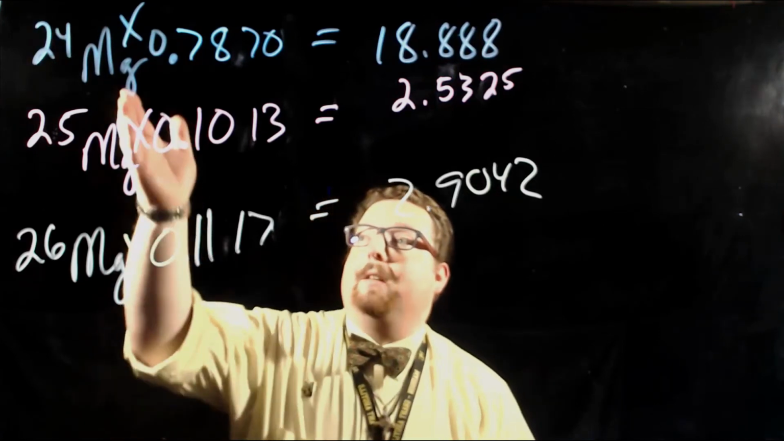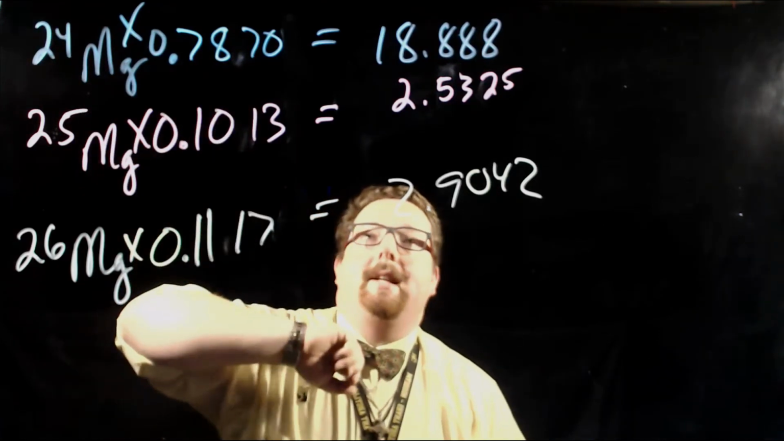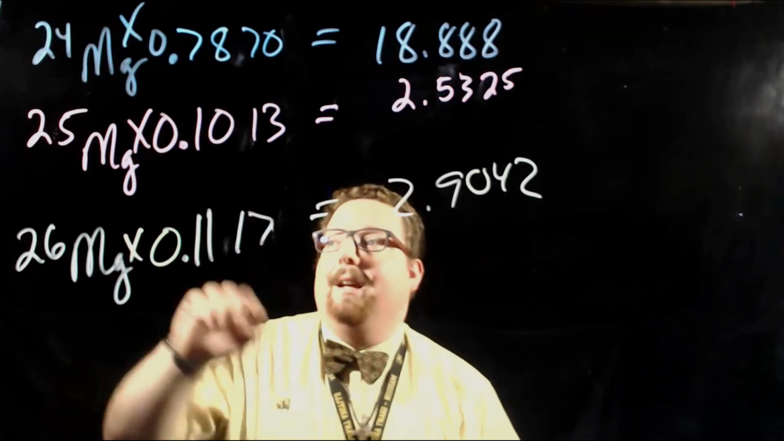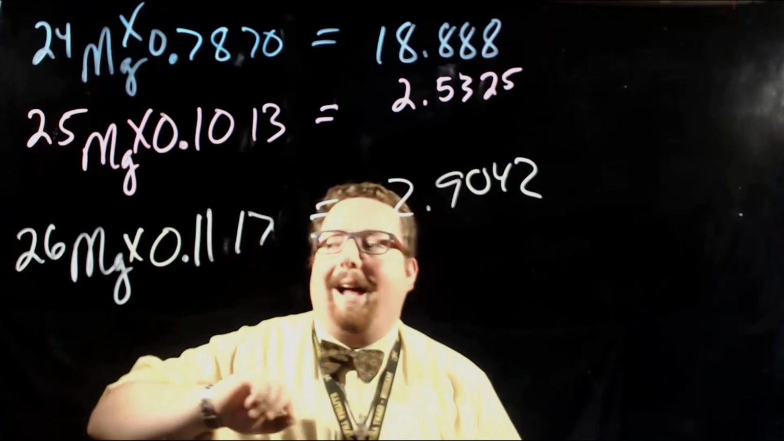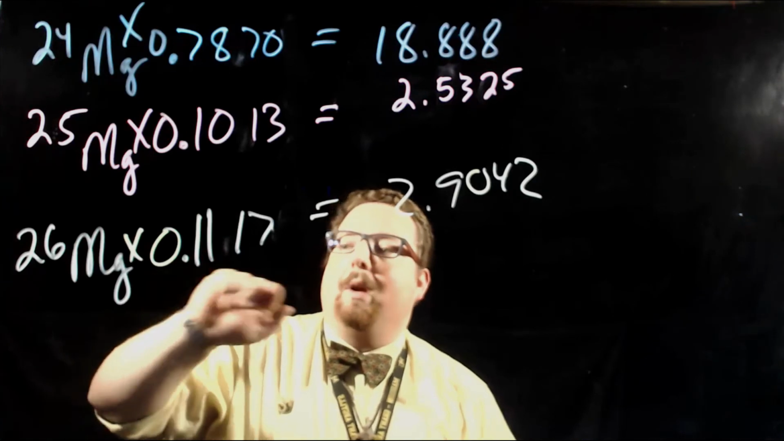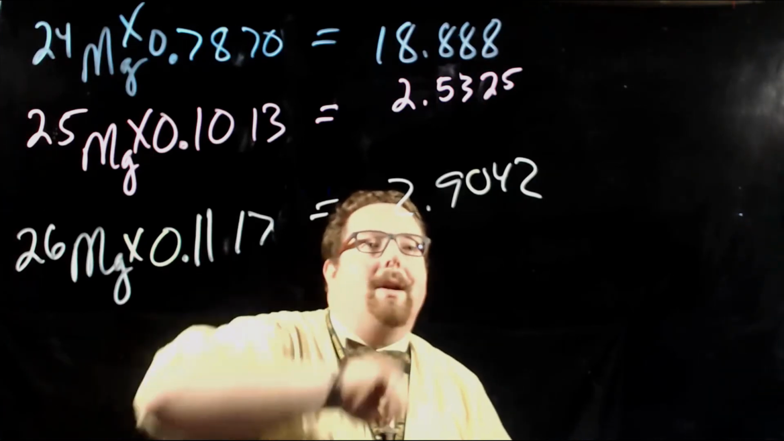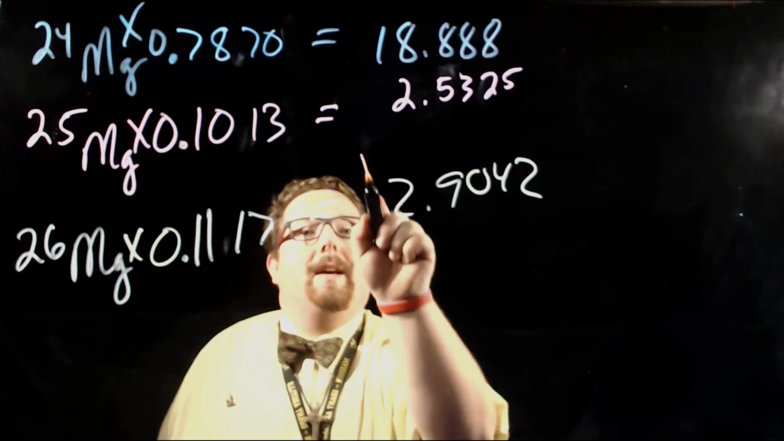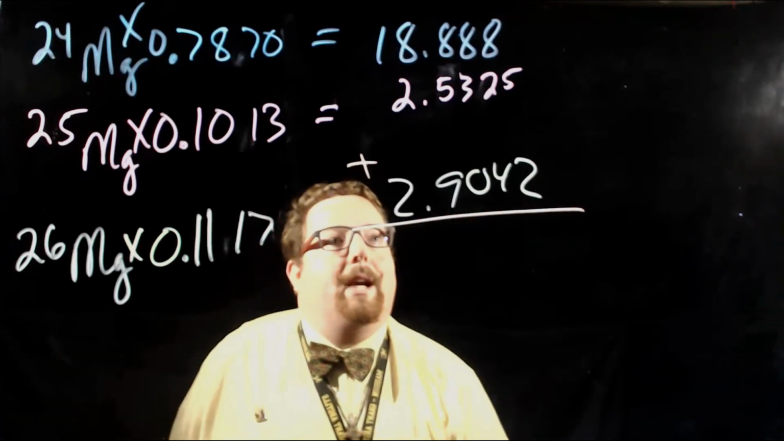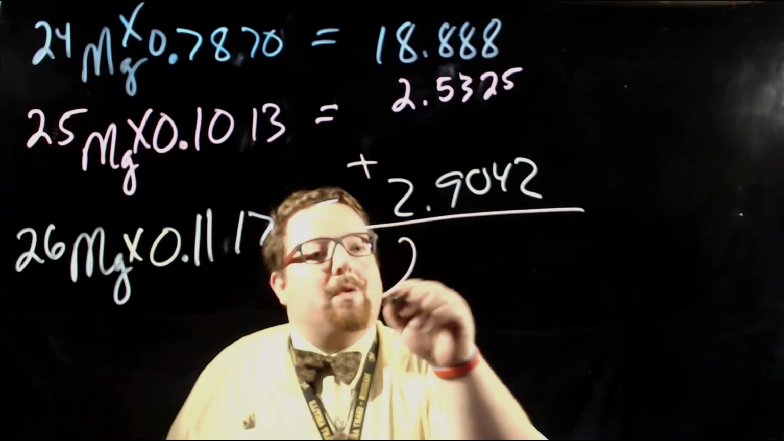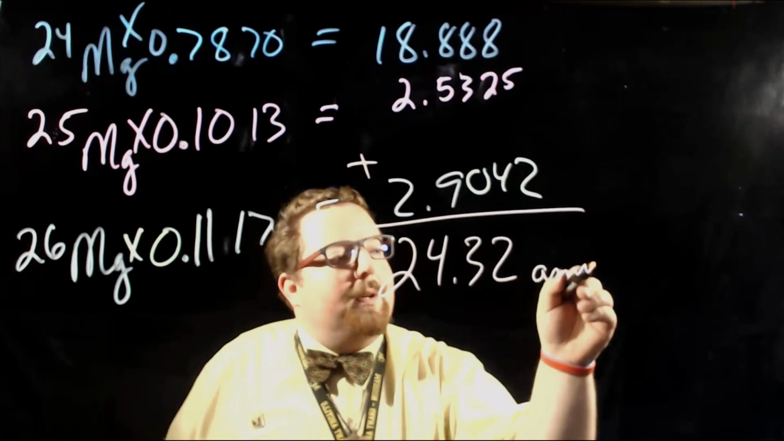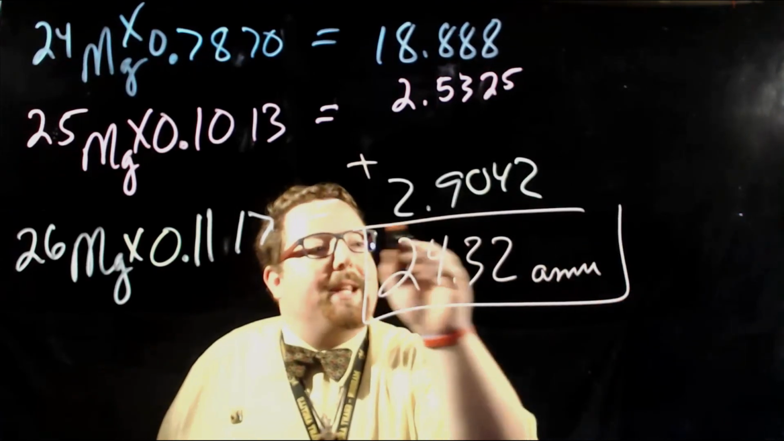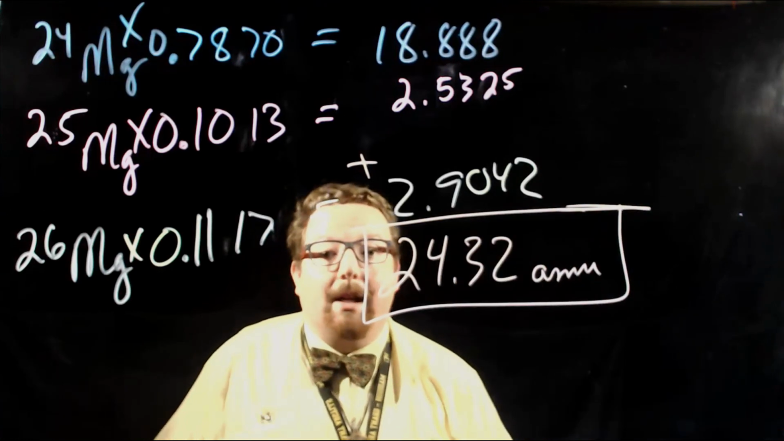Once you've done all that, you get 24 times 0.7870 is 18.888. 25 times 0.1013 is 2.5325. And 26 times 0.1117 is 2.9042. You just have to add them all up. And when you add all of that up, you get 24.32 AMU. This then would be the average atomic mass of magnesium.